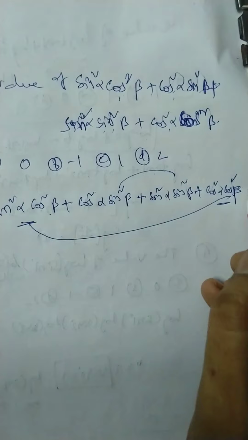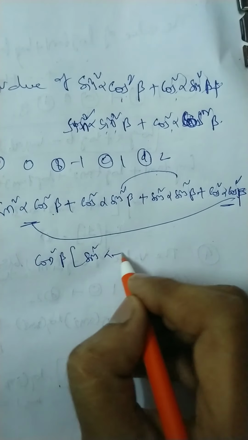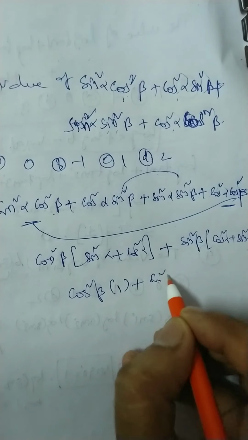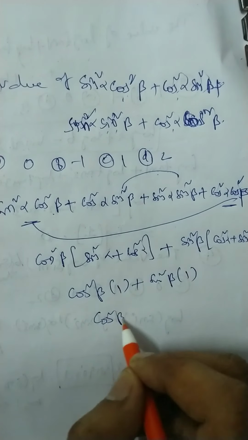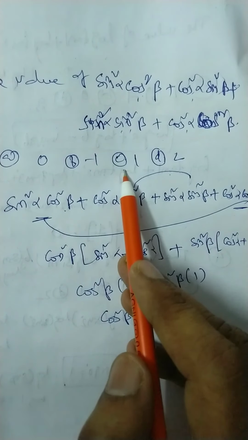Here we are taking cos square beta common, so we'll find sin square alpha plus cos square alpha. In these two, taking sin square beta common, cos square alpha plus sin square alpha. So we can get cos square beta into 1 plus sin square beta into 1, so cos square beta plus sin square beta, which is again 1. So the right option is C. So the value of this term is equal to 1.